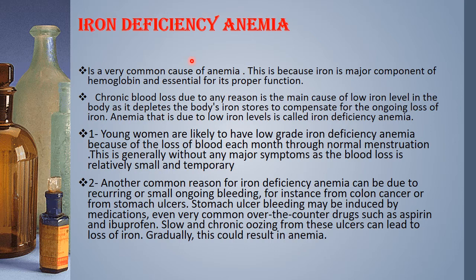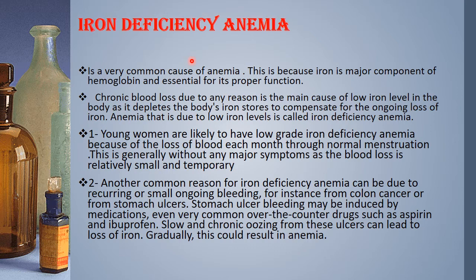serious condition, like for example, colon cancer, stomach ulcer or stomach cancer. Sometimes it is due to a tumor or due to the use of specific types of medication, like for example aspirin and morphine. Therefore, slow and chronic oozing from this ulcer may lead to loss of iron, and as a result, iron deficiency anemia is going to occur.